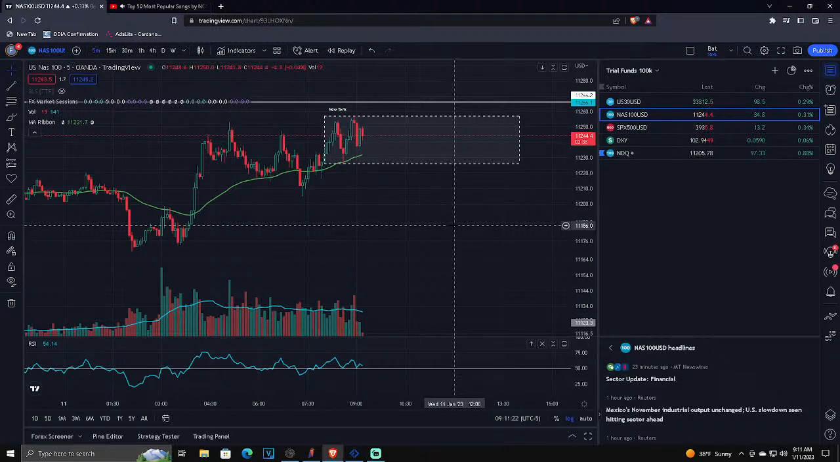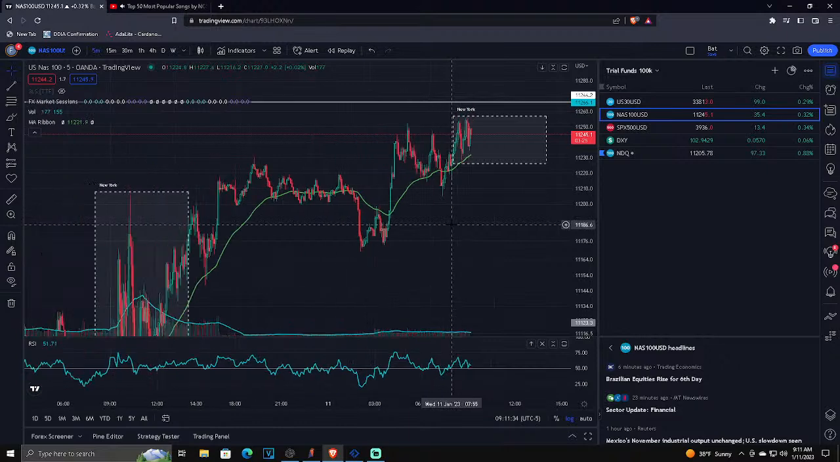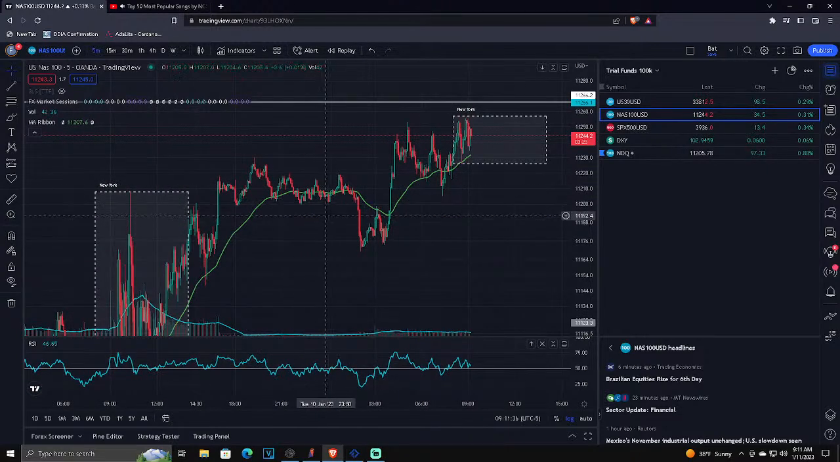And the key for this strategy is really just watching trend: staying above the 50 EMA for a long position, staying below the 50 EMA for a short position, and not trading these areas here, just staying away from areas where you're kind of weaving back and forth around the 50 period moving average. This is a no area for me, a no trade zone.